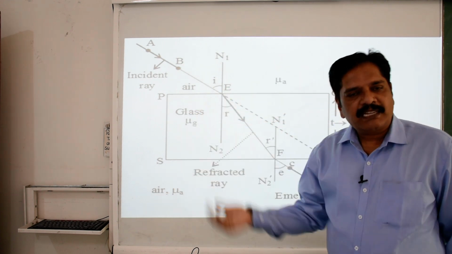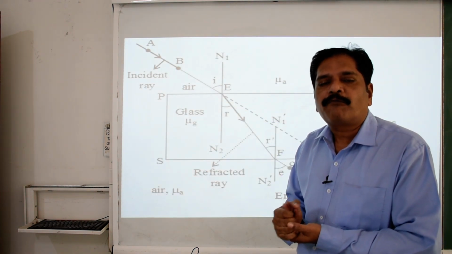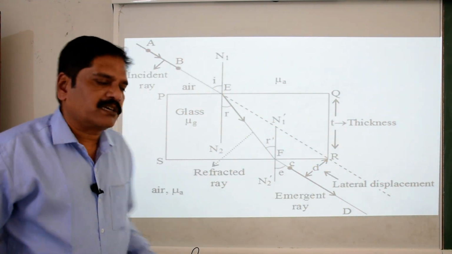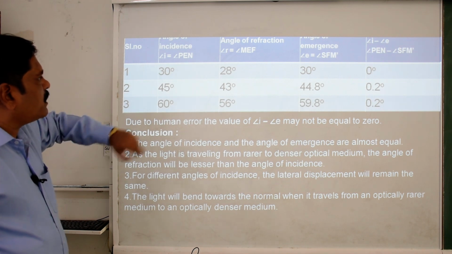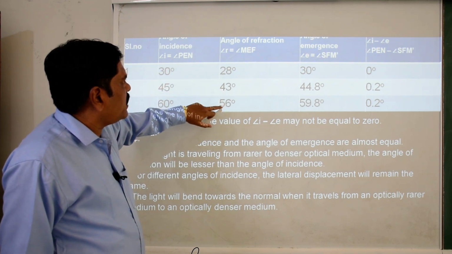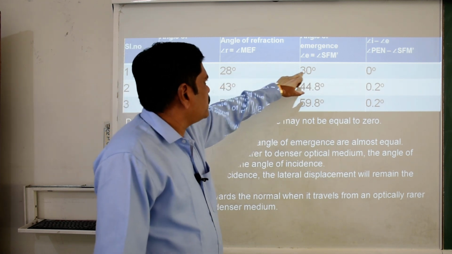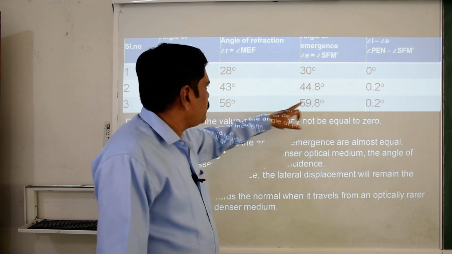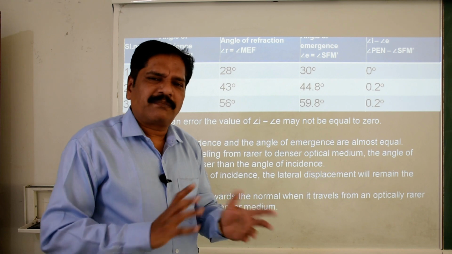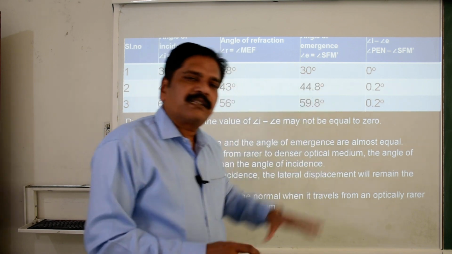So just take the next example. For the next value, in place of 30 degrees, increase this value to 45, then 60 degrees, and consider the angle of refraction. When you consider 30, 45, 60, you observe that the angle of refraction is 28, 43 and 56, and the angle of emergence is almost always equal: 30, 44.8, 50. Human mistakes are acceptable, the deviation is very small. So this deviation is observed, but almost all of it is constant.